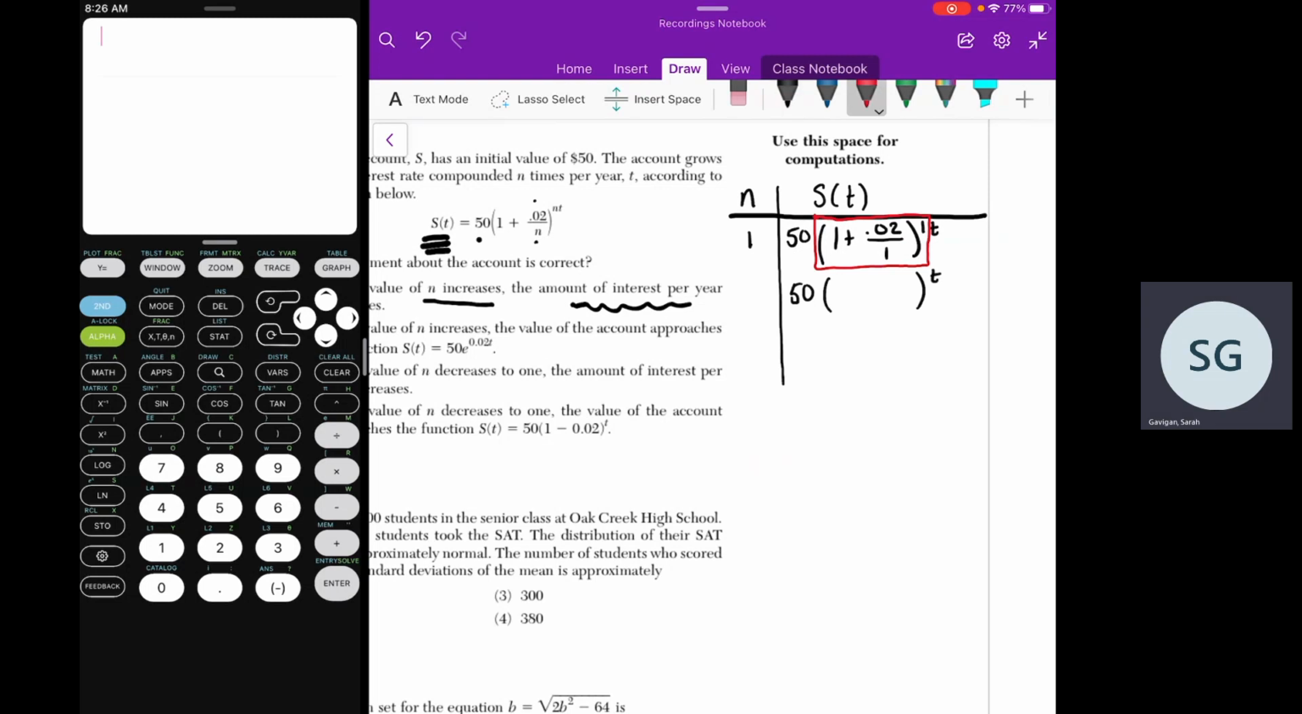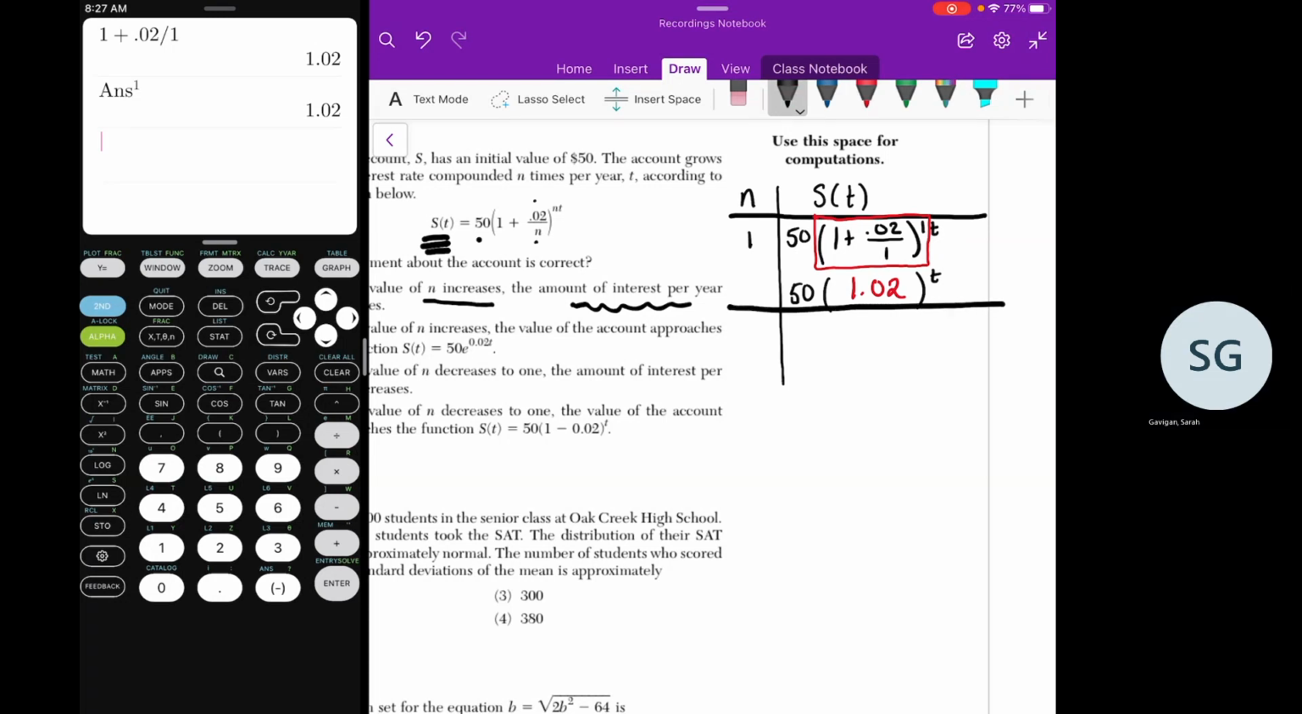And that t is going to remain. But if I type that into the calculator, just 1 plus 0.02 divided by 1, hit enter, and then raise it to the first, that's just going to be 1.02. Okay, so that's my baseline. Now we're going to see what happens as n increases.